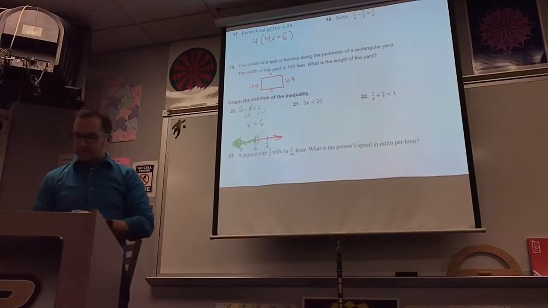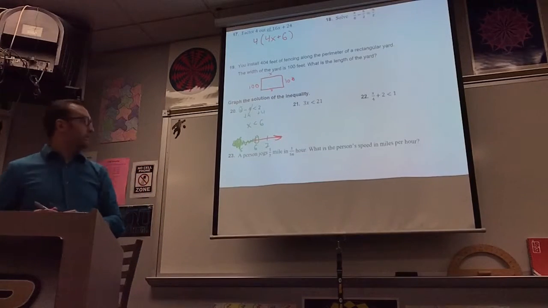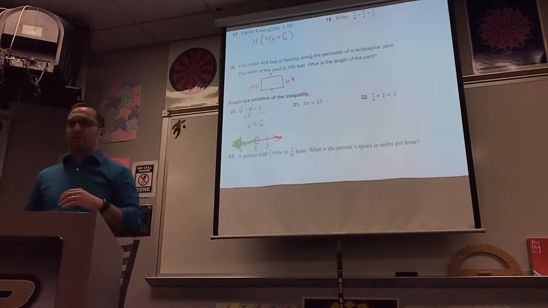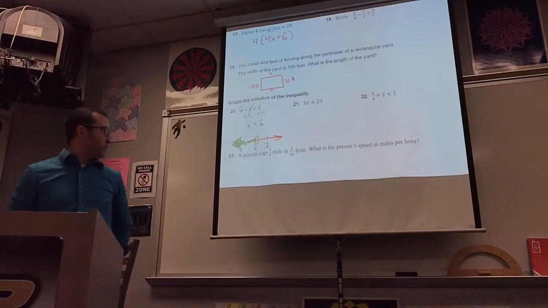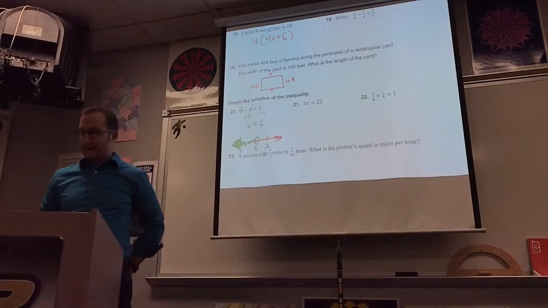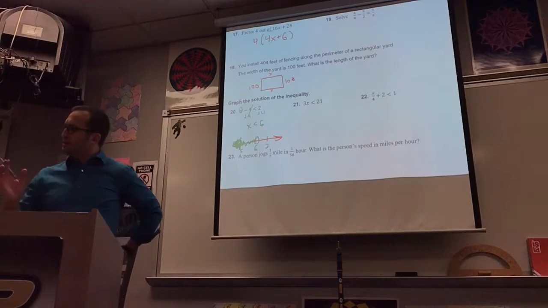Now you guys have about 4 minutes before you are done, and you have just a couple more to do independently. Number 23, a person jogs 1/7 mile in 1/56th hour. That seems interesting. Saeed, question?